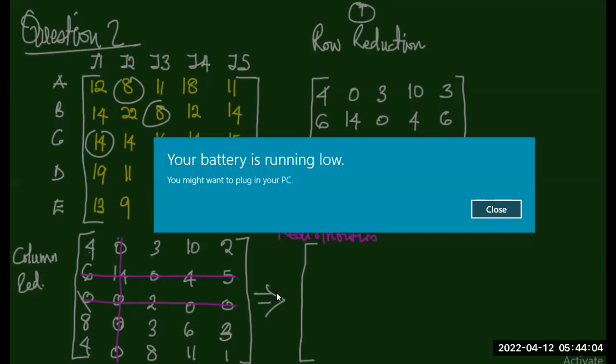Don't worry, we can close it for you. Battery is running low. We can't finish it today, so let's schedule another meeting tomorrow. What is today's date? Monday, the 11th. We can meet on Wednesday and Friday. Okay, as much as possible.